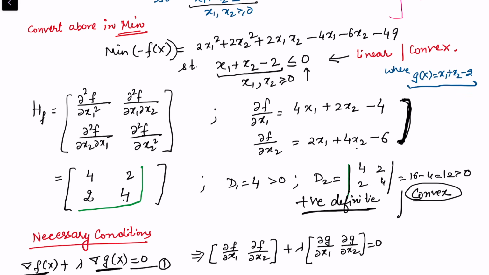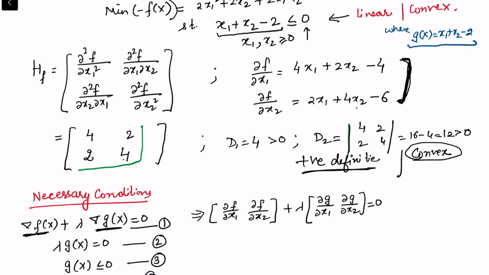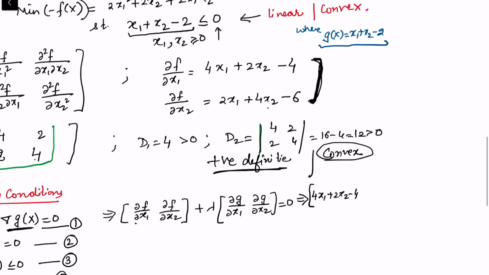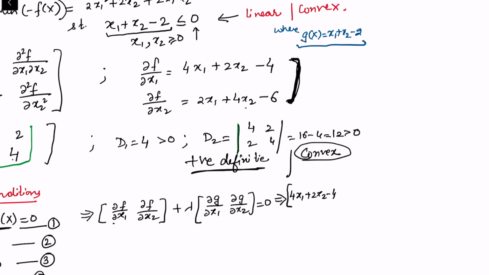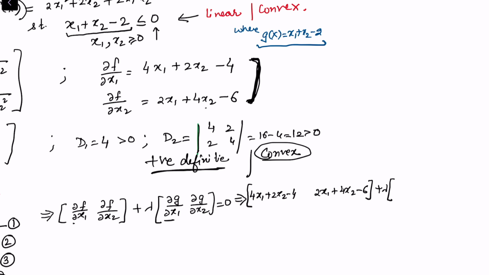That is the constraint. So when we calculate the partial derivatives, this will give us ∂f/∂x1, which is 4x1 plus 2x2 minus 4, and ∂f/∂x2, which is 2x1 plus 4x2 minus 6, plus lambda times the partial derivative of the constraint with respect to x1. From here we get 1, and the partial derivative with respect to x2 is also 1. We put that equal to 0.